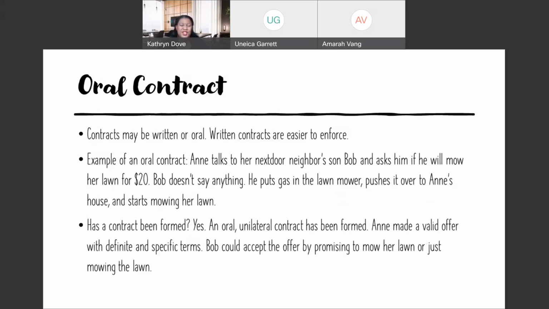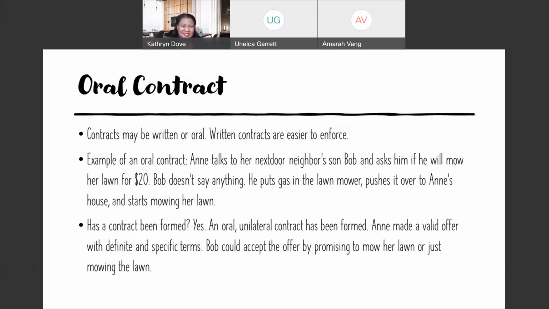Let's talk about an oral contract. Anne talks to her next door neighbor, Bob's son, and asks him if he will mow her lawn for $20. Bob doesn't say anything, but he does put gas in the lawnmower. He pushes it over to Anne's house and starts mowing her lawn. Amara, has a contract been formed in this scenario?